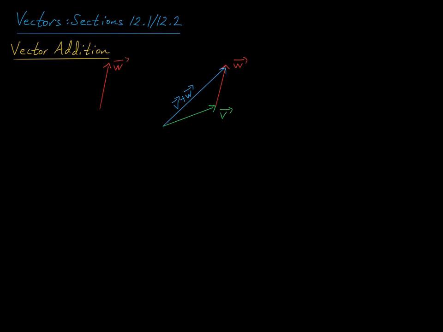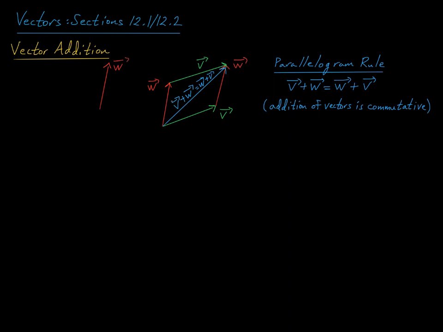Now notice I could also form the vector w plus v in much the same way. Now I'm going to take the tail of v and attach it to the tip of w. So I'm going to follow w and then v, and notice the vector that runs from the tail of w to the tip of v is exactly the same as what we got for v plus w. Given that v and w, by moving them around in a parallel fashion, form a parallelogram, this is referred to as the parallelogram rule.